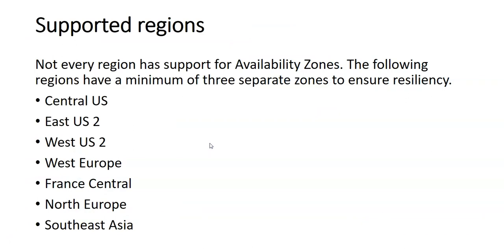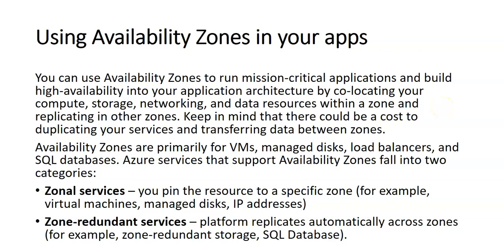Supported regions. Not every region has support for availability zones. So the regions that have availability zones are Central US, East US 2, West US 2, West Europe, France Central, North Europe, Southeast Asia. You should use availability zones in the apps. You can use availability zones to run mission critical applications and build high availability into your application architecture by co-locating your compute and storage within a zone and replicating.